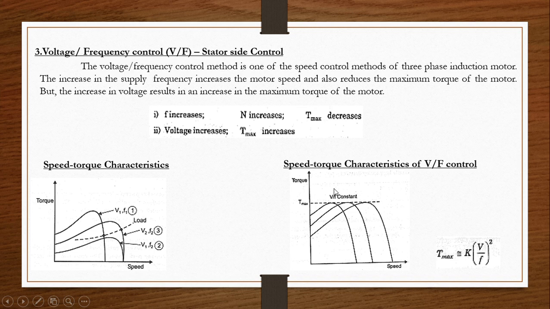So the V by F control method, that is the variable voltage and variable frequency method, is a suitable method compared with the previous two, stator voltage control and stator frequency control. V by F control is a very efficient method. In practical cases, this method is preferred more and more.